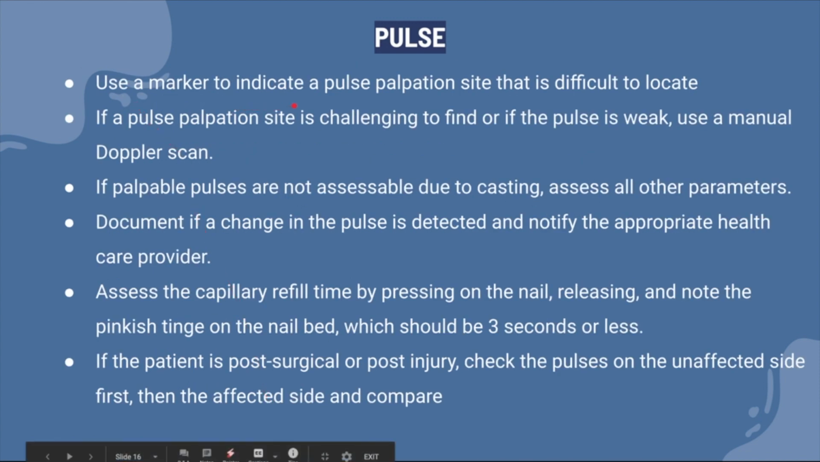Use a marker to indicate a pulse palpation site that is difficult to locate. This can help others with their assessment and provide consistency. If a pulse palpation site is challenging to find or if the pulse is weak, use a manual Doppler scan. If palpable pulses are not accessible due to casting, assess all other parameters. A decrease of a pulse or a loss of a pulse is a critical finding and must immediately be told to the physician. Additionally, document if a change in the pulse is detected and notify the appropriate healthcare provider.